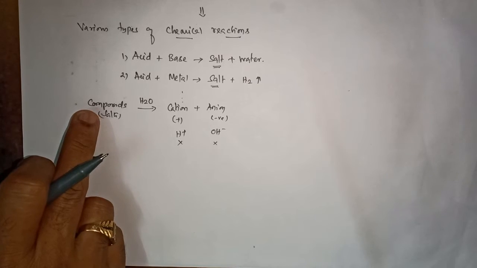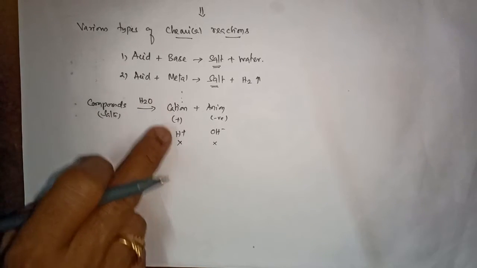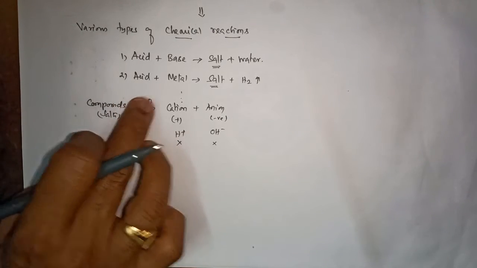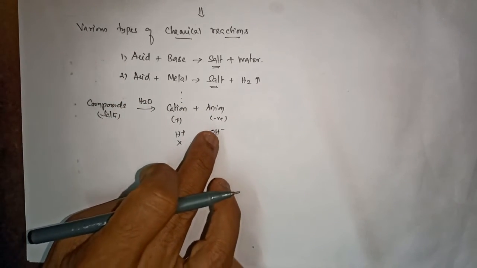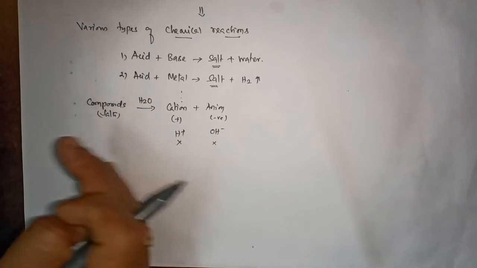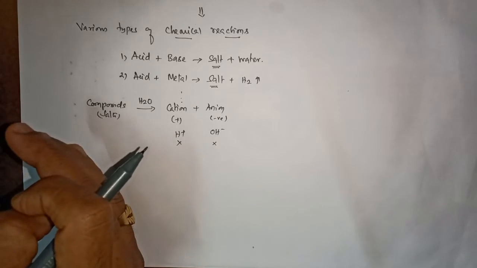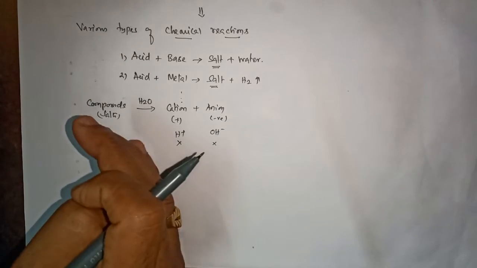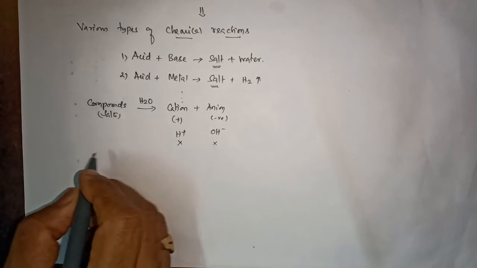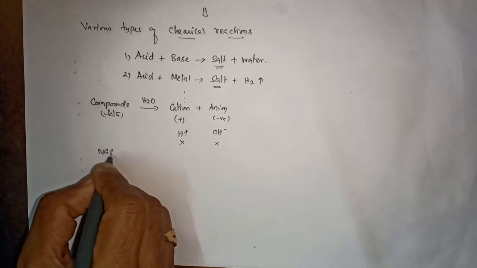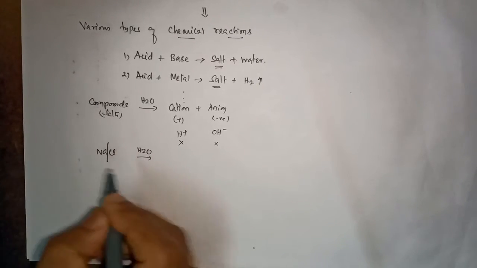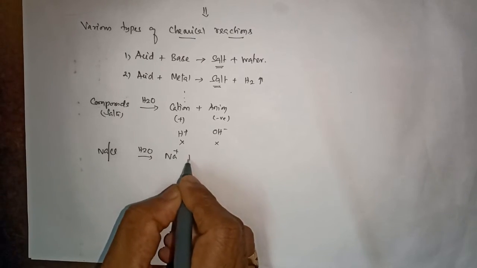If a compound is giving cation H plus in water, that is called acid. A compound in water giving OH minus ion as anion, that is called base. But salts are the compounds which dissociate in water to give cation other than H plus and anion other than OH minus. For an example, I take here sodium chloride. It's a salt. When you dissolve this in water, what happens? It splits, it forms Na plus and Cl minus.